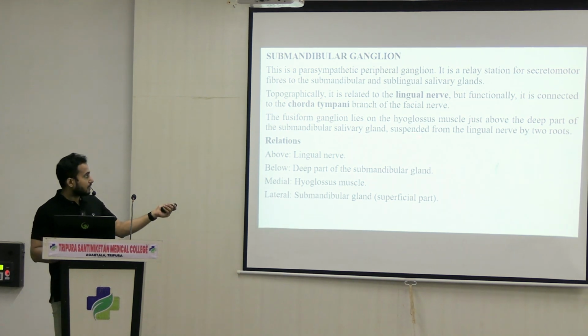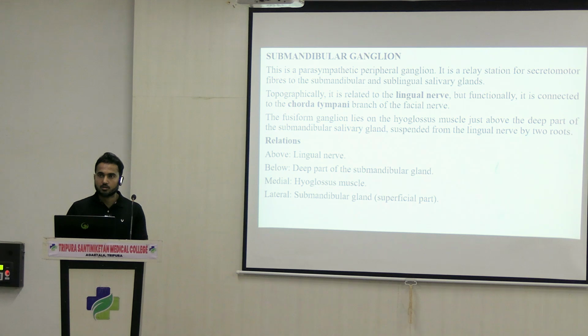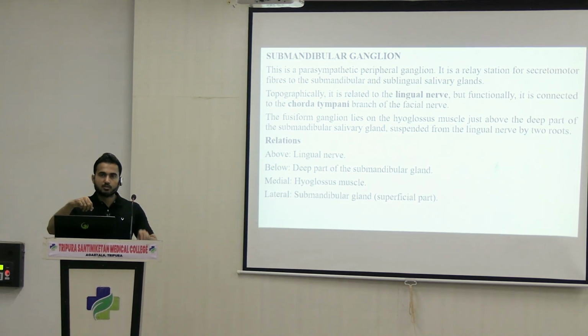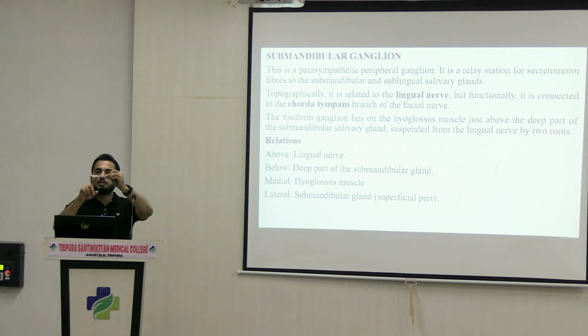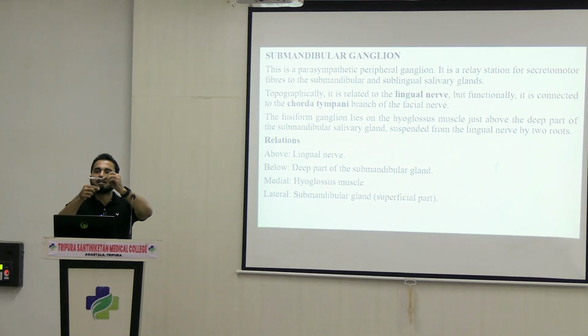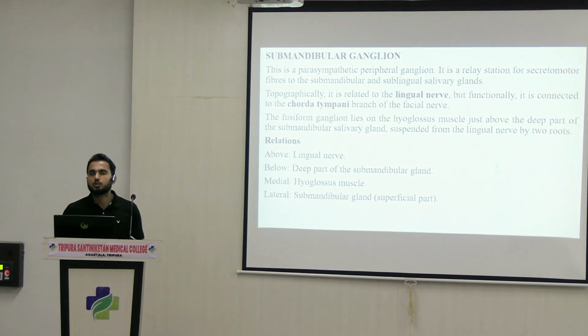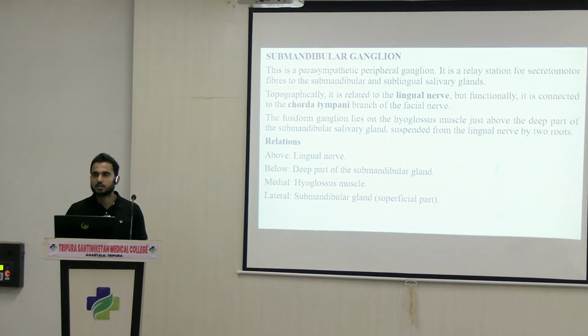Now it is suspended. It is suspended by two roots from the lingual nerve. That means it is in a hanging condition. So above, the lingual nerve is there. From the lingual nerve, two roots are coming, and the ganglion is suspended from the lingual nerve with the help of the two roots. So that is the particular location of the submandibular ganglion.